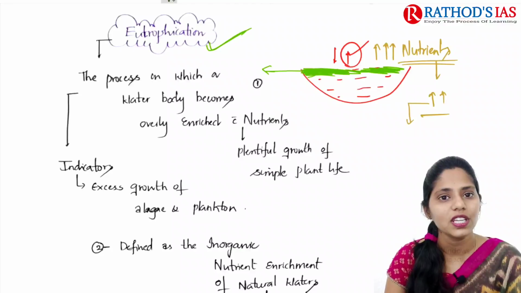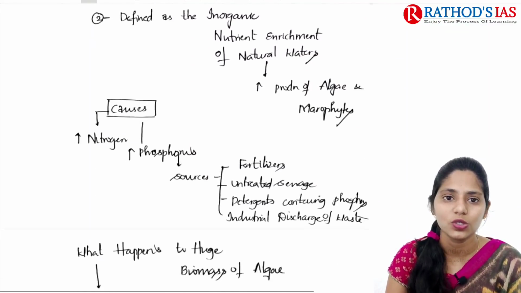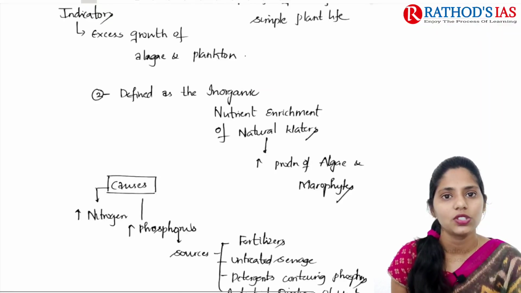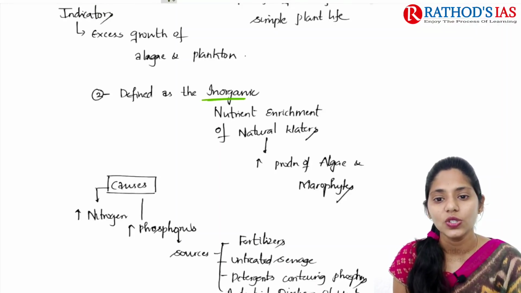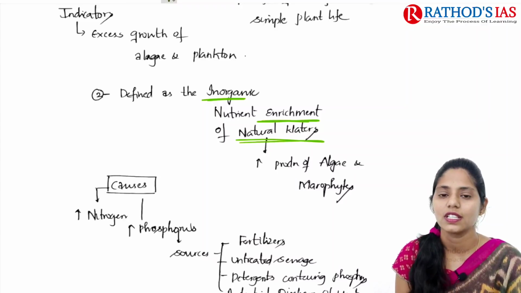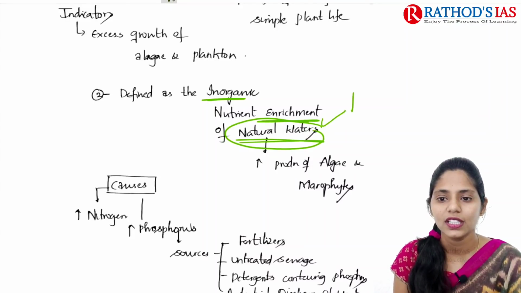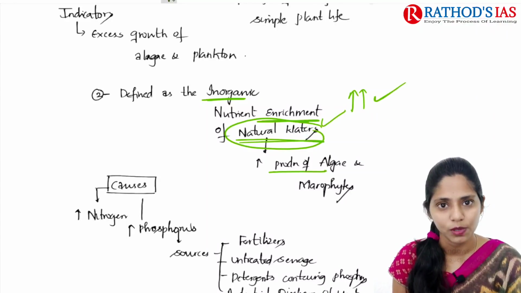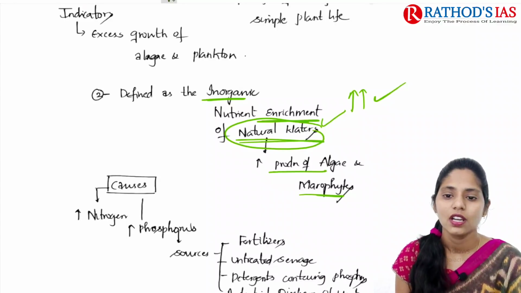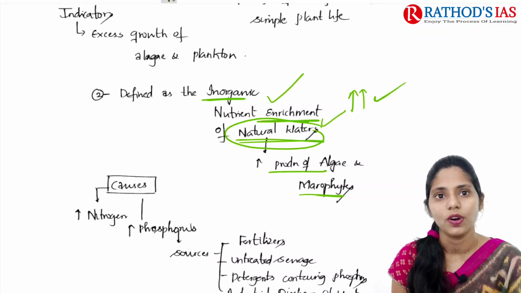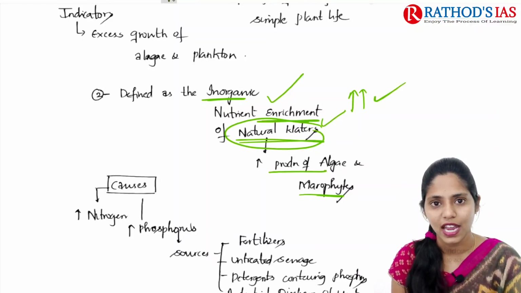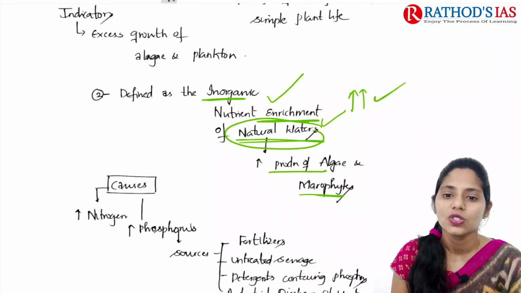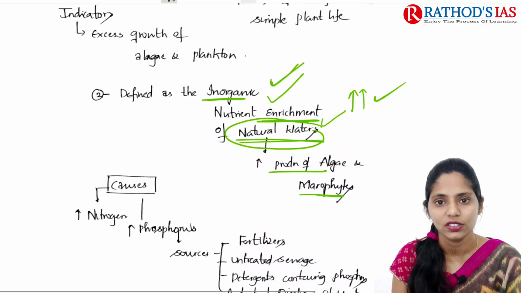Now let us see some important definitions. How can we define eutrophication? It is defined as inorganic nutrient enrichment of natural waters. In these natural waters there is an increase in nutrients, and because of this enrichment of nutrients, there is an increase in the production of algae and microphytes. So the increase in nutrients in water bodies leading to an increase in the production of algae, plankton and microphytes is called eutrophication.